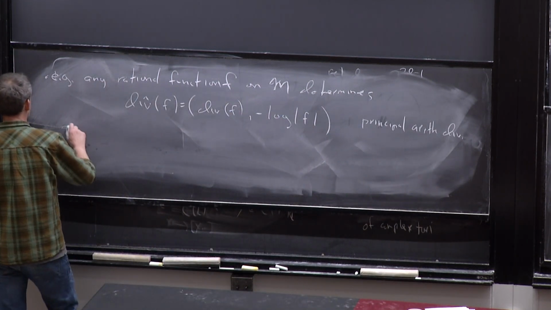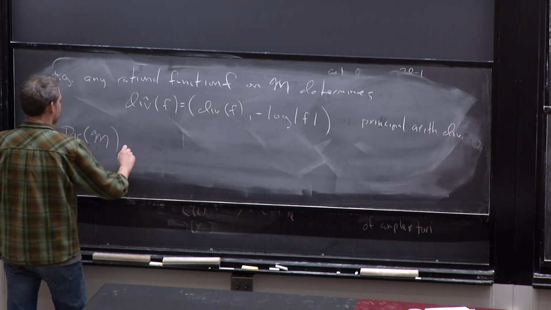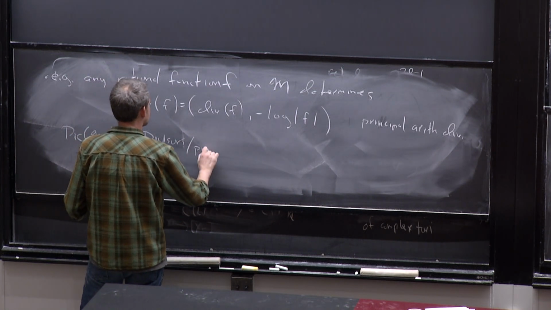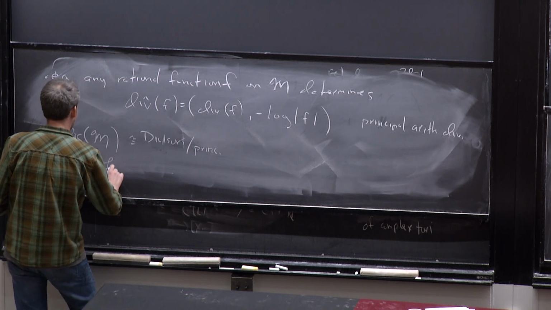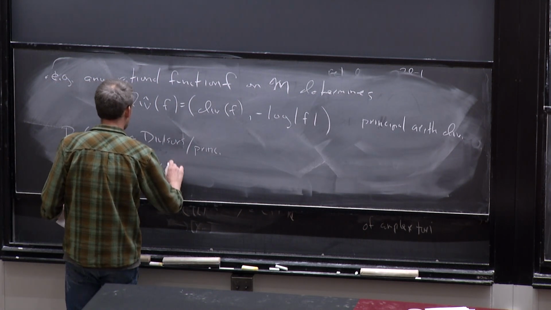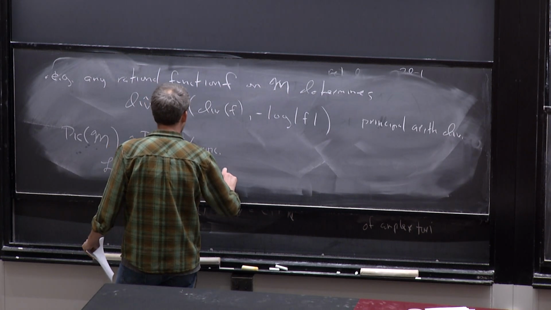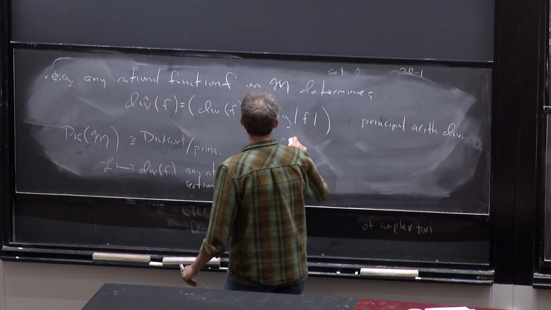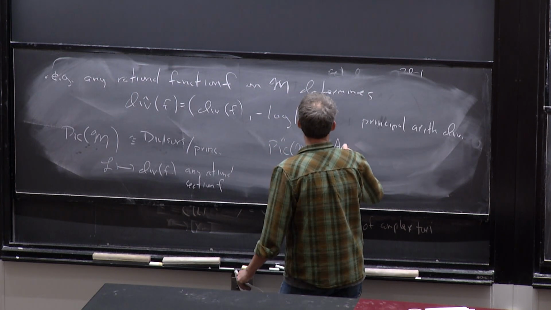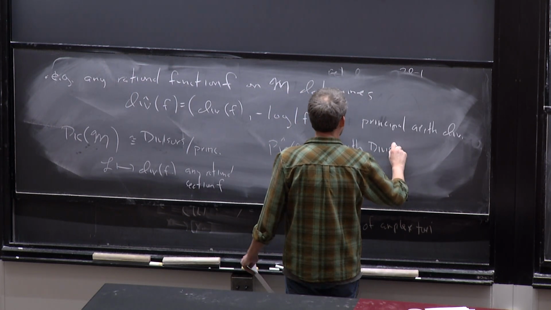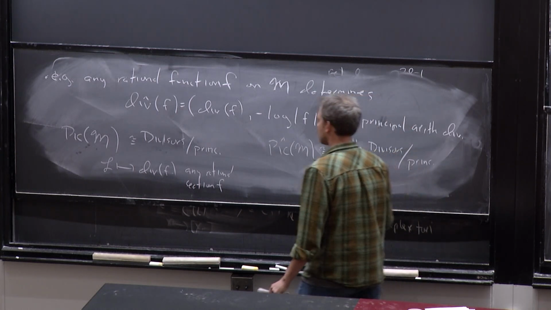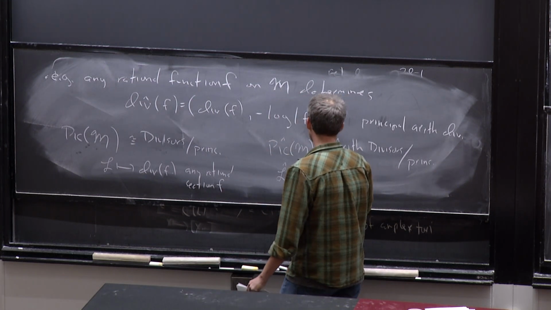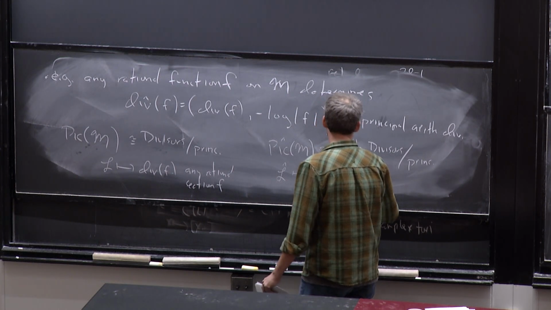And in exactly the same way that the Picard group of line bundles is the same as divisors modulo principal divisors, by sending a line bundle to the divisor of any rational section, the group of metrized line bundles is isomorphic to arithmetic divisors modulo the principal ones, just by sending a metrized line bundle L to, again, you just choose any rational section, and you send it to div hat of f, which is the same.